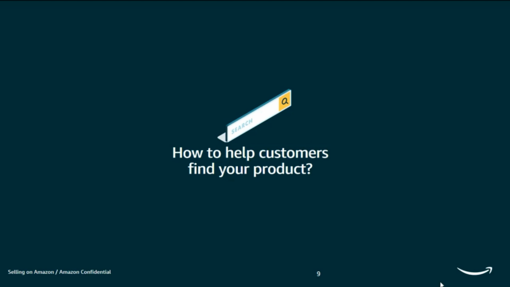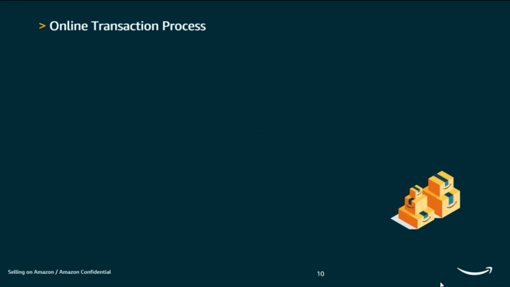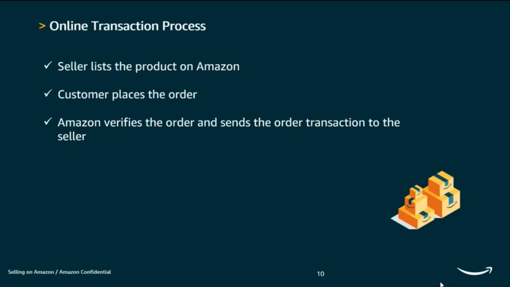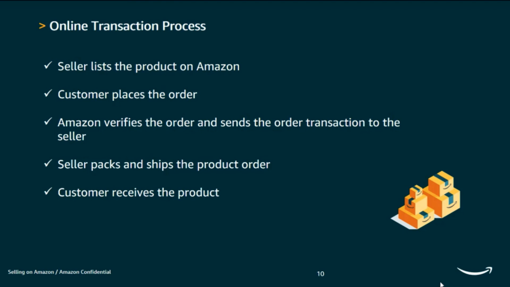The next topic is how to help the customers find your products. But before moving to this topic, I would like to show you the stages that happen in your journey on an online transaction in Amazon. So first, you will be listing the item in Amazon. Then the buyer will be placing their order. Then Amazon verifies the order and sends the order information so you can confirm it or schedule a pickup. Then your responsibility is to package and ship the item. And finally, the customer receives the order.